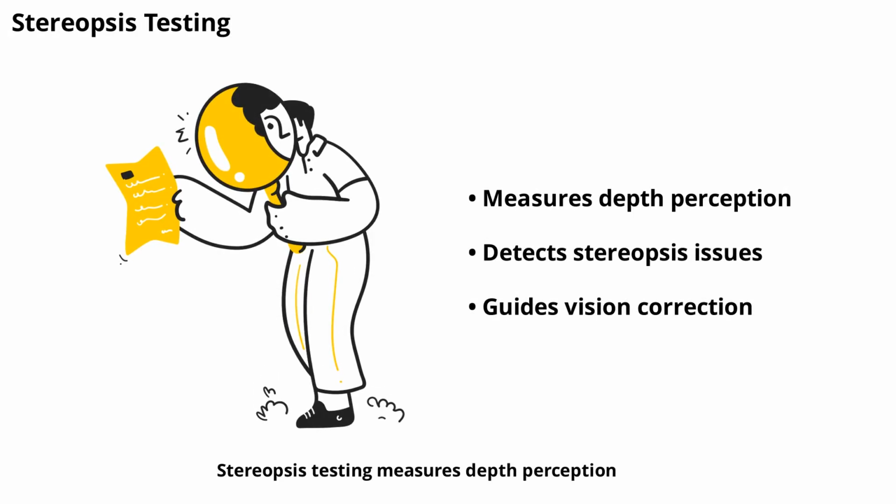Stereopsis testing measures depth perception, which can be affected by cataracts. The test involves viewing special images or objects and determining how well the eyes perceive three-dimensional space. Stereopsis testing is important for activities like driving and helps guide recommendations for vision correction.